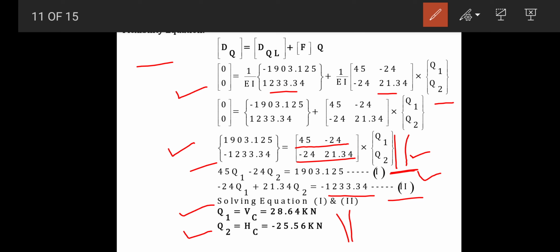By simplifying these equations, Q1 is 28.64 kilonewton, and Q2, which is nothing but the SC, is equal to minus 24.56 kilonewton. So the minus sign is there, which means whatever sign we assumed initially is not correct. We have to make a change. We assumed Q2 toward the right hand side, so we make it toward the left hand side.